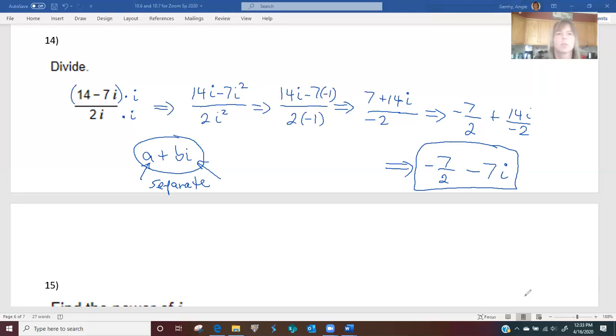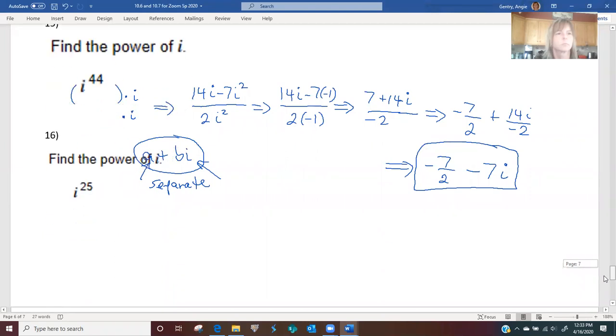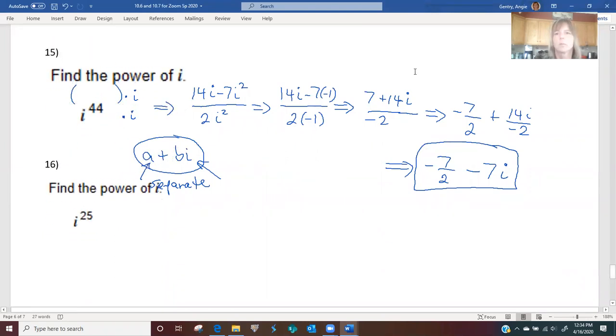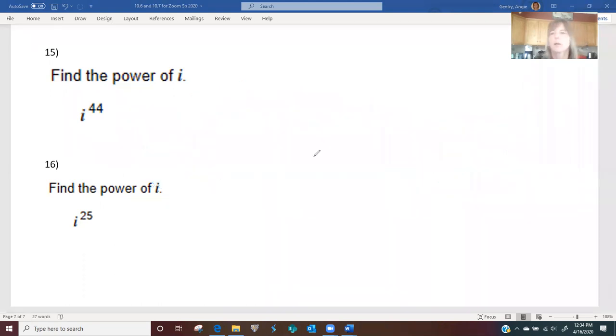Now, the last thing we're going to do is find the powers of i. So this section can be a little hefty. Hang on, folks, we're almost done. So just bear with me. The powers of i.